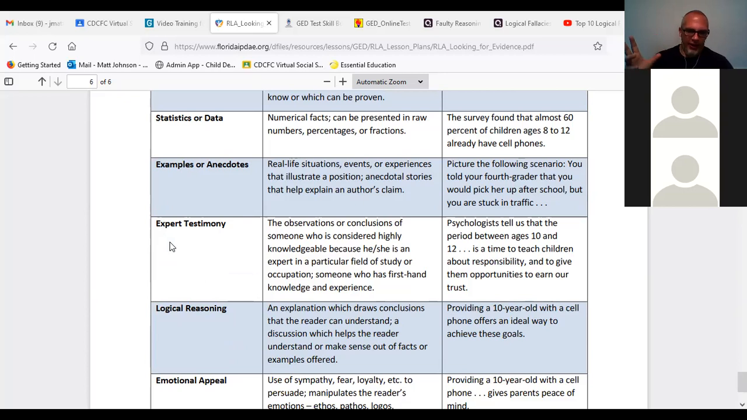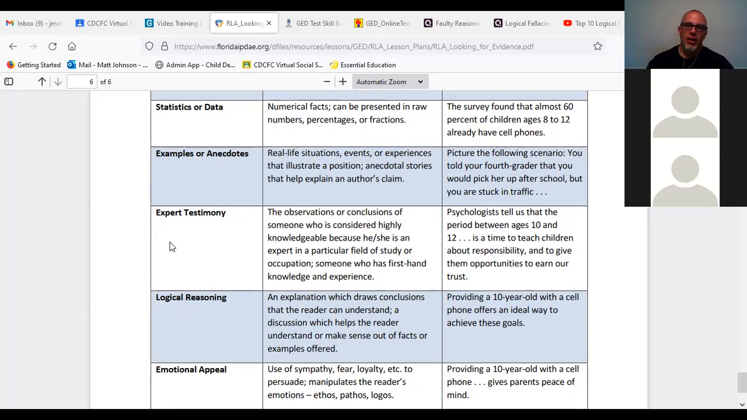Psychologists, we had several. It seems like it's always psychologists in these expert testimonies that we come across. Some of that's because of the types of readings that we've seen. But particularly if they mention the profession of the person and they offer a quote from them, a lot of times. This one was a little different because it's more general, talking about psychologists. But a lot of times they'll talk about a specific professor or a specific researcher, and they will quote them. That's all expert testimony. Logical reasoning.